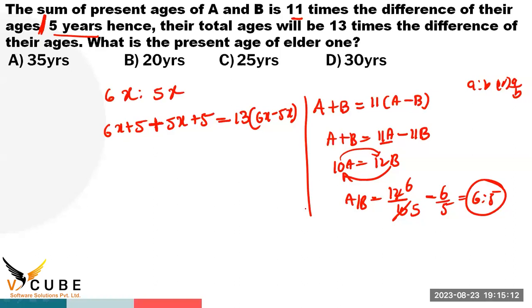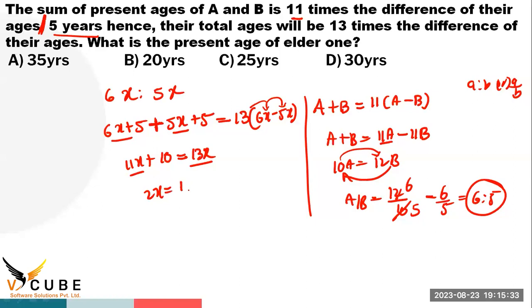Their ages are how much? 5x and 6x. Okay, let me calculate. So 6x plus 5x is 11x, 5 plus 5 is 10, equal to 6x minus 5x, that is x, times 13, 13x. We can take x to one side: 13x minus 11x, 2x is equal to 10. So 2 fives are 10, x is equal to how many years?